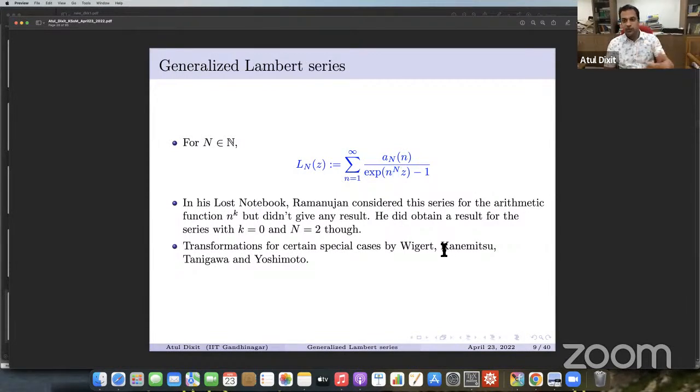Further, this was pursued by Kanemitsu, Tanigawa, and Yoshimoto in a series of very nice papers. But they looked at n even in most of their work. And when Vivekananda joined me here in December of 2016, we decided to look at odd values of n and try to see what we get, because one of the special cases would be when n is equal to 1, which gives us back the usual Lambert series. So then can we generalize Ramanujan's formula is what was the question in our mind.